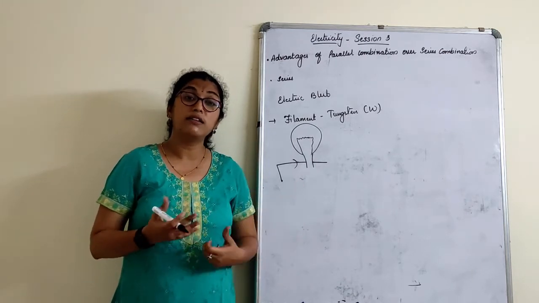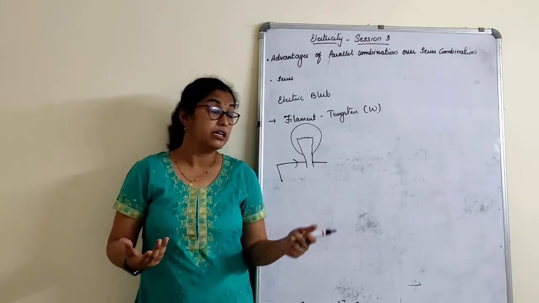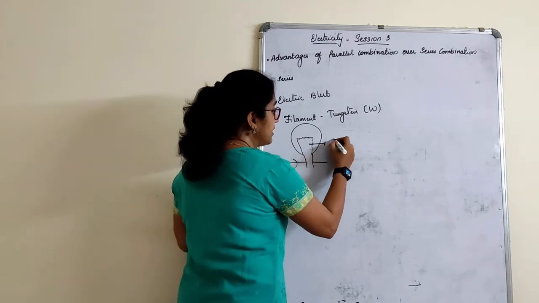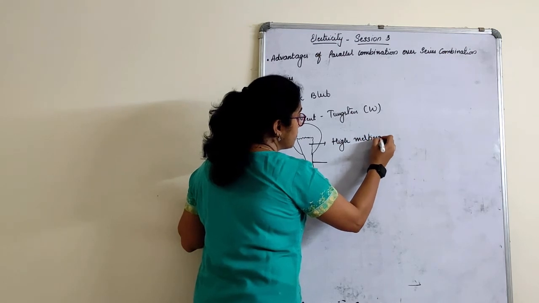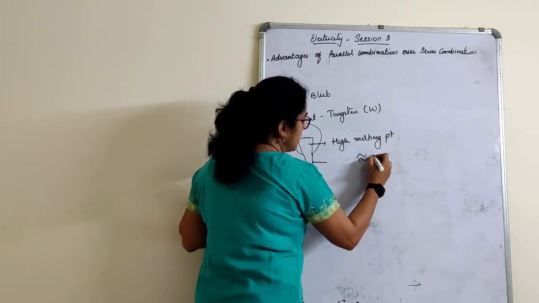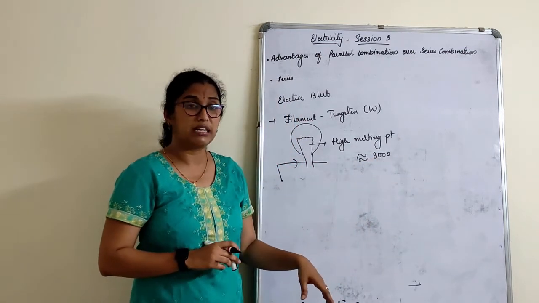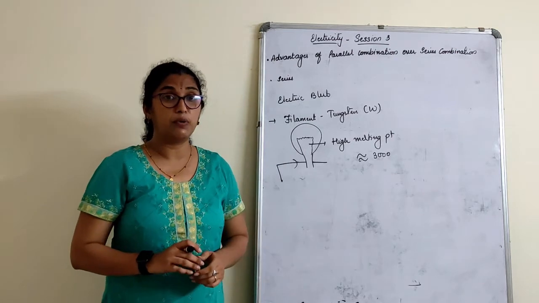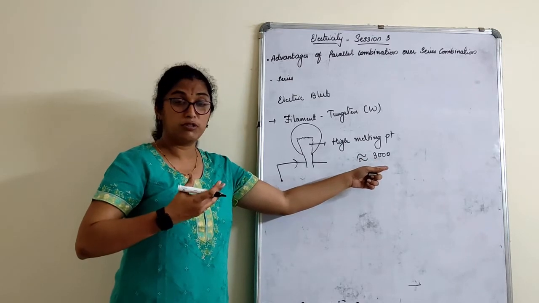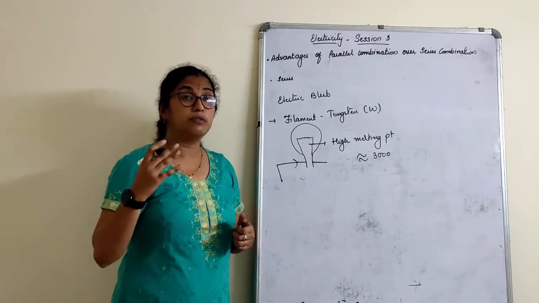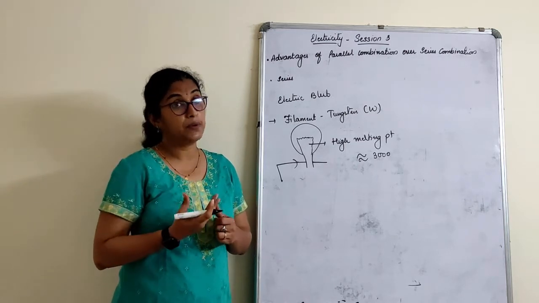Then why doesn't that tungsten wire melt off? Now, anything if it is getting heated, definitely it will melt off. But tungsten wire has a very high melting point, approximately around 3000. So it has a very high melting point. So the amount of heat generated is not up to this much, because it can withstand that much heat. With that much heat, what happens? It lights up. You get a bright light.